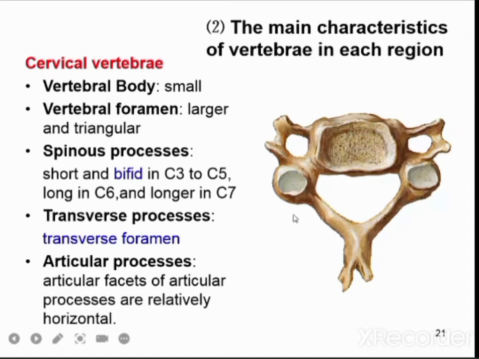The articular process, we can see the articular facet of the articular process here. This is the superior articular facet. It's relatively horizontal.